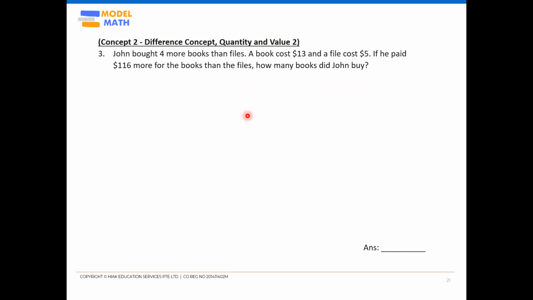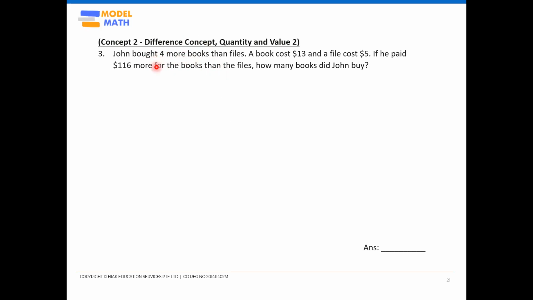All right. So this question looks pretty similar to the other quantity and value concept that we have learned, the one where we draw the QV table. However, there's a small difference: in the first sentence, they do not actually give you things like a fraction. They did not say John bought 4/5 as much books as files, or neither did they give you a ratio. They didn't say John bought books to files in a ratio of 4:1.